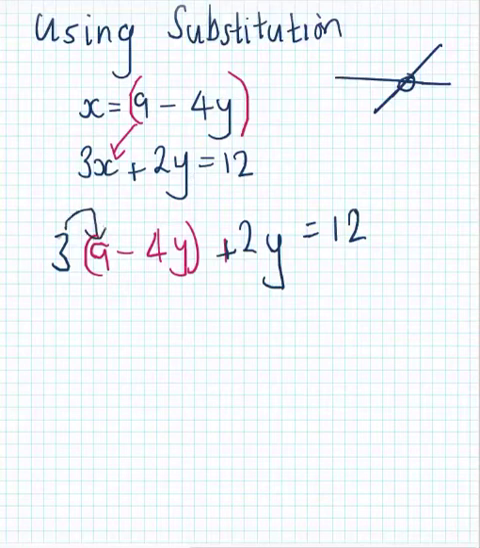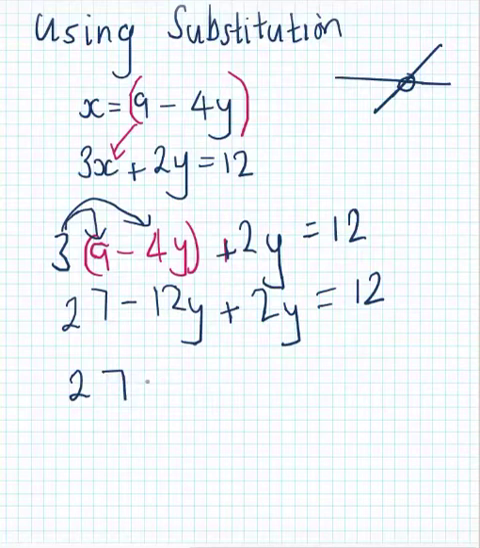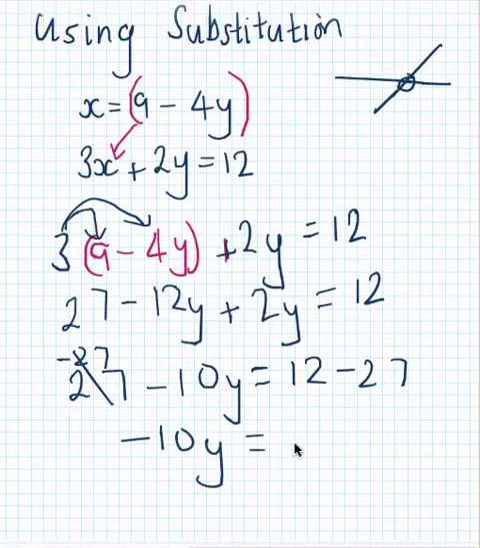So we'll just expand the brackets. So 3 times 9, we have 27, take away 12y, plus 2y equals 12. I'll simplify this bit here, minus 12y plus 2y. So 27 minus 10y equals 12. And now I'll get rid of my positive 27 by subtracting 27 on this side, and that can go away, and 12 take away 27. So I'll be left with negative 10y is equal to negative 15.